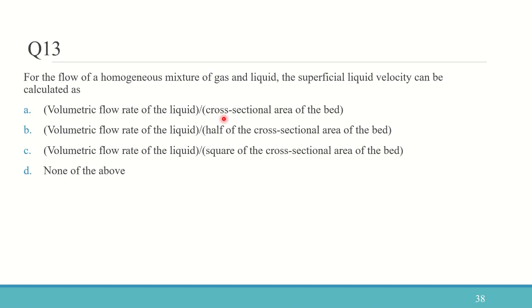So how did we find U naught? There, it was given as mass flow rate, so we divided by density to get the volumetric flow rate, and after that we divided by the cross-sectional area of the column. So here, superficial liquid velocity is equal to the volumetric flow rate of the liquid divided by cross-sectional area of the bed. So option A is the right answer. Volumetric flow rate of the liquid divided by cross-sectional area of the bed is the right answer.